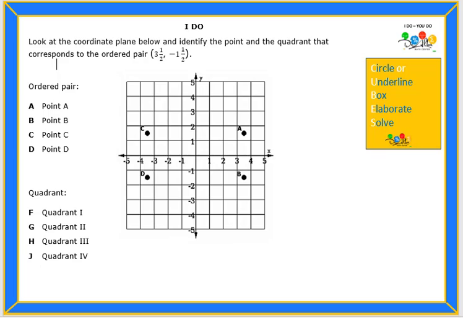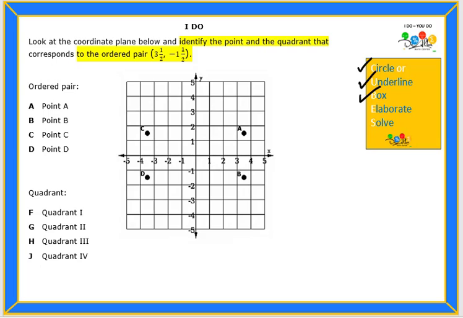On the right side of the screen, you will see the cube strategies that we will be using today. We will start with circle or underline keywords. But if you prefer, you can highlight. Identify the point and the quadrant to the ordered pair of 3.5 and -1.5.